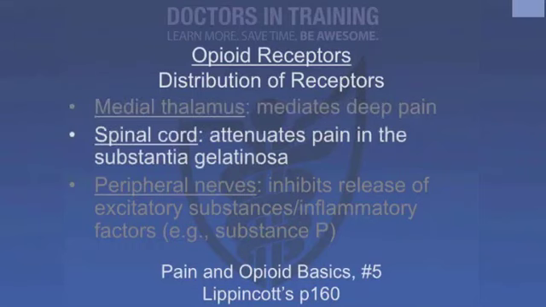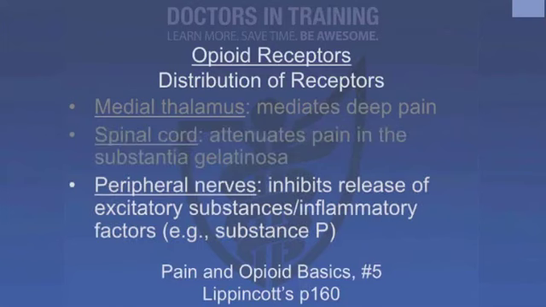You'll also find them in the spinal cord. So receptors in the substantia gelatinosa definitely have significant input on transmitting that pain from the periphery up into the brain. And then it also works in the periphery. So there are receptors out in the periphery that actually help decrease inflammatory factors like substance P. And substance P has been known to upregulate pain perception.